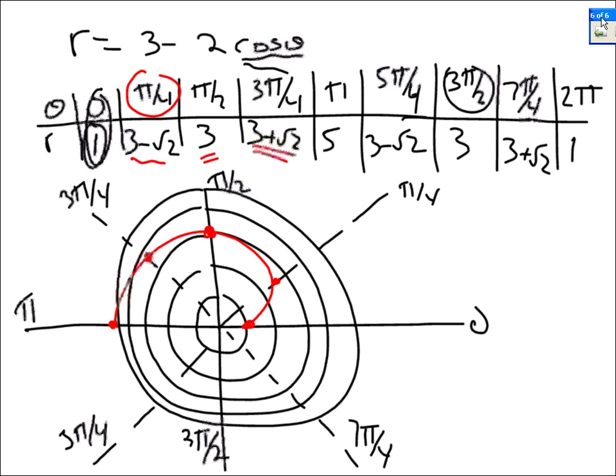And due to symmetry, the bottom half is going to be exactly the same. At 5 pi over 4, I go a little bit less than 3: 1, 2, a little bit more. At 3 pi over 2, I'm at 3.